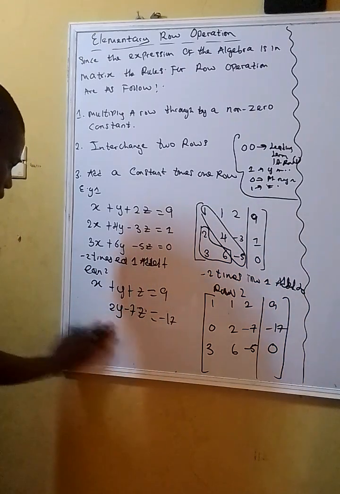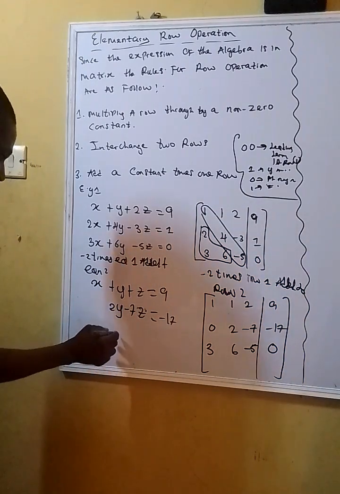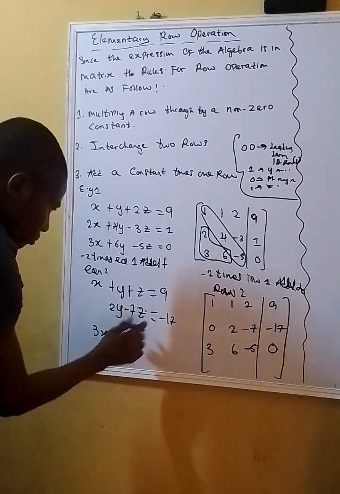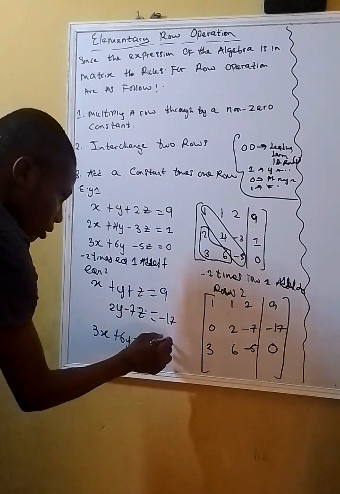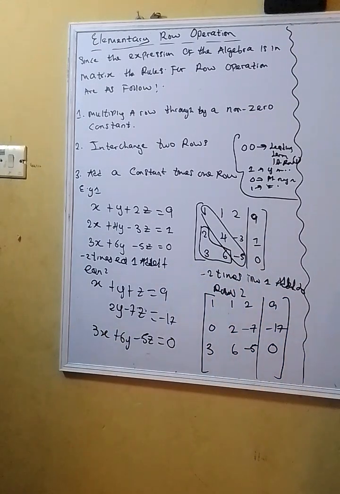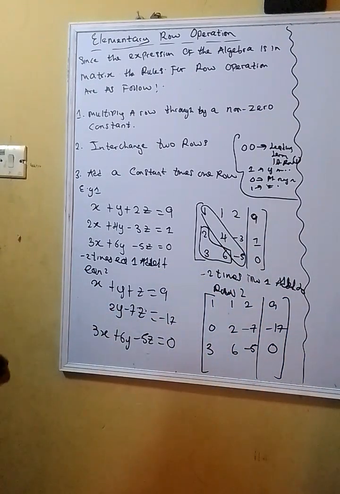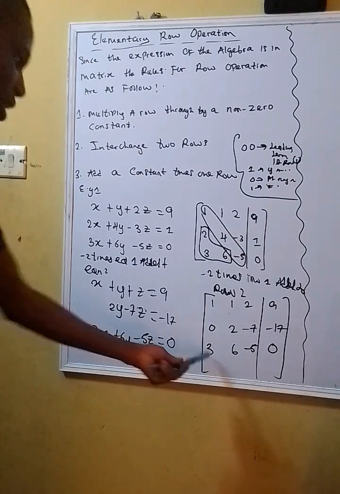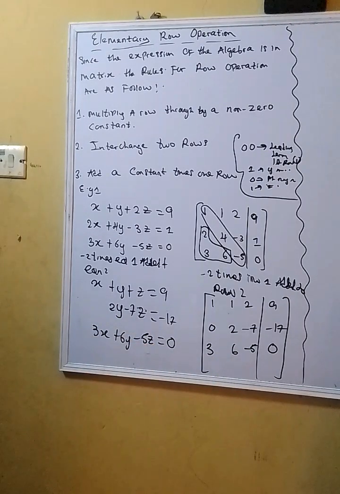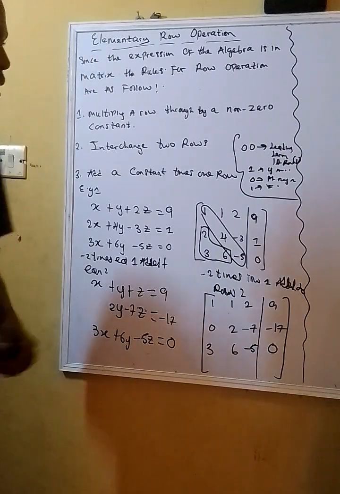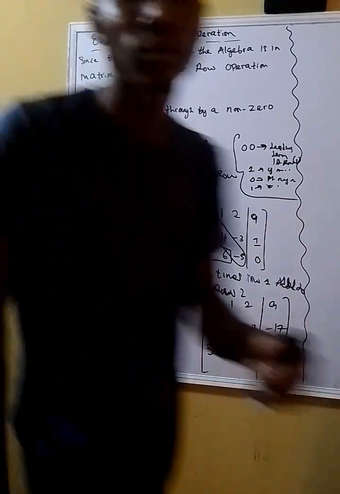You have 3x plus 6y minus 5z equals 0. So hope you can see that we've gotten this one to be 0. Then what next do we do to make this other point 0 also? What do you think we can do to make this other one 0? Then we have to think rationally. Let me wipe off the board and let's move on.